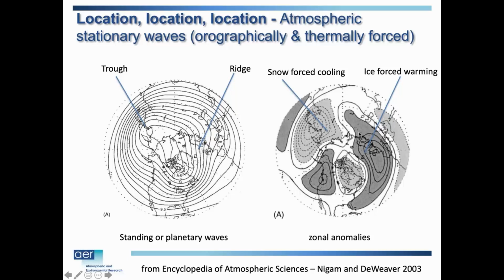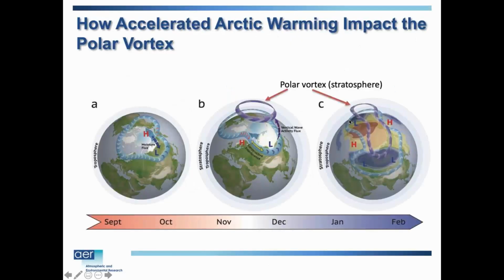Low sea ice means heating that amplifies the ridging. Here in Siberia, above normal snow cover leads to cooling that deepens the troughing. So these stationary waves, which are orographically and thermally forced, can be amplified by these changes in the cryosphere, the snow and the sea ice that's been happening.